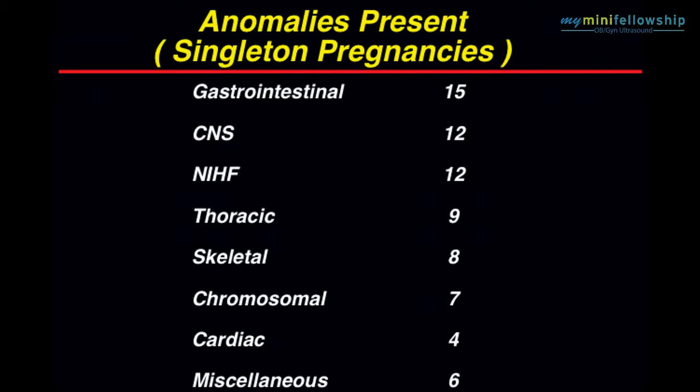When we looked at the anomalies that were present in the singleton pregnancies, not unsurprisingly, at the top of the list were gastrointestinal abnormalities. Next, central nervous system abnormalities. These are things that I'm sure you're already familiar with. Non-immune hydrops fetalis, of course, is a grab bag of many different abnormalities, but it is one of the types of abnormality that is highly associated with polyhydramnios. Although it can be oligohydramnios, it can be normal fluid or polyhydramnios. Thoracic abnormalities 9, skeletal abnormalities 8.